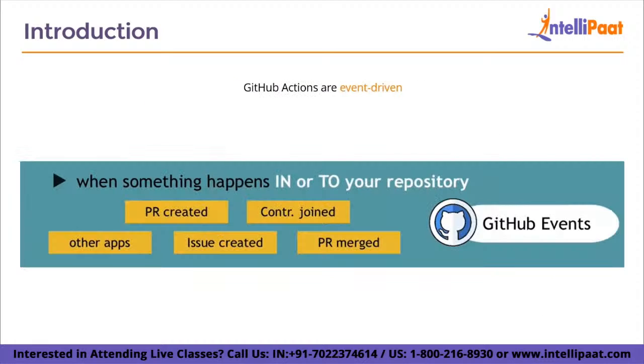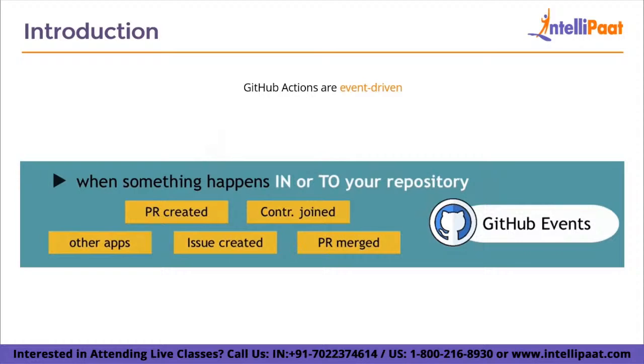Now the next point here is that GitHub Actions are event driven. Every GitHub action you implement in your GitHub repository works on events. So what are events? Events are when something happens in or to your repository. These are called events. Some examples of events are pull request created, that is PR created.